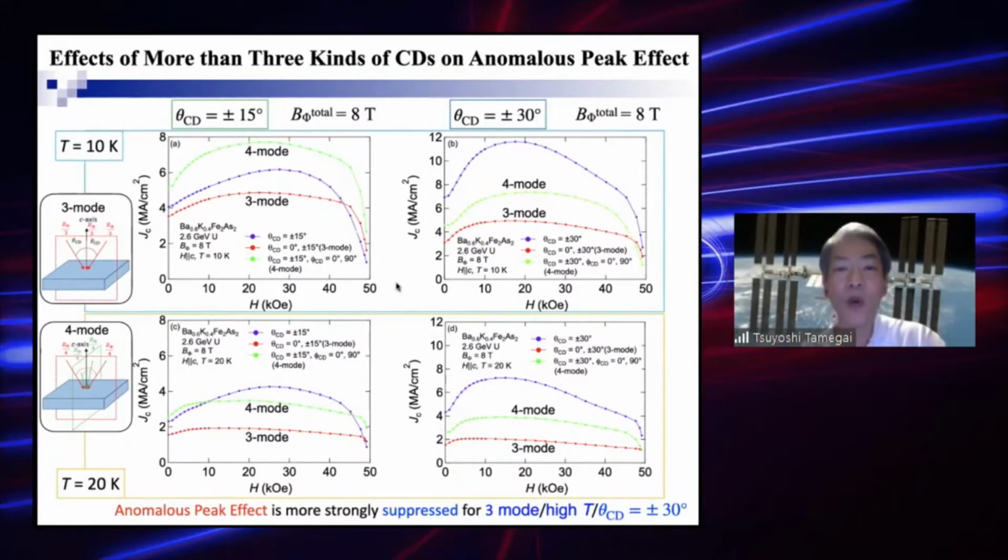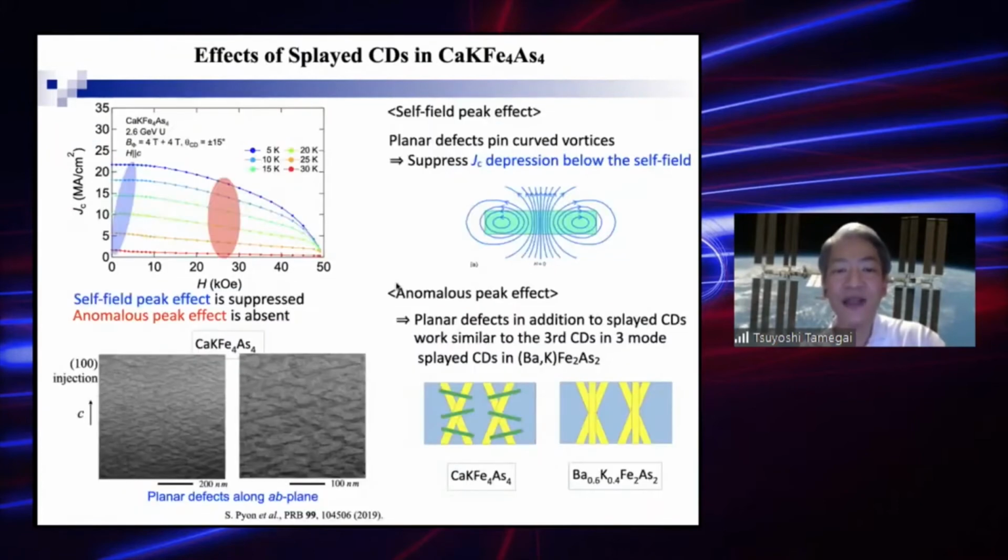Then, when we try to see the effect of spread columnar defect in the 1144 system, our present system, this is our data, Jc versus H once again. In this case, we applied 4 Tesla plus 4 Tesla, total 8 Tesla. Then the anomalous peak effect, if it is there, should appear here, but it is absent.